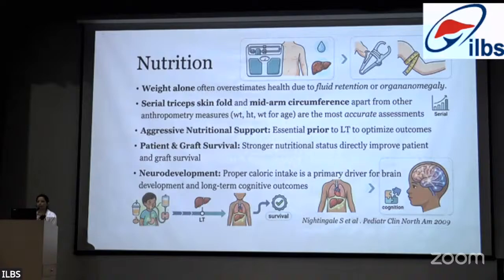Last but not least, nutrition is very important for liver transplant patients. Weight alone often overestimates health due to fluid retention or organomegaly. So serial triceps skin fold and mid-arm circumference, apart from other anthropometric measures like weight, height, and weight for age, are the most accurate assessment. There should be aggressive nutritional support prior to LT to optimize patient and graft survival as well as brain and long-term cognitive outcome of the child.